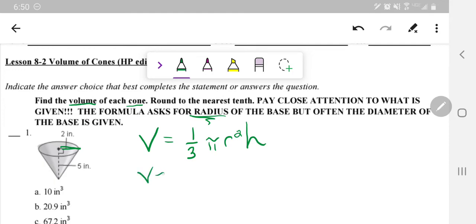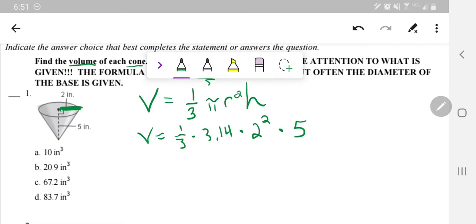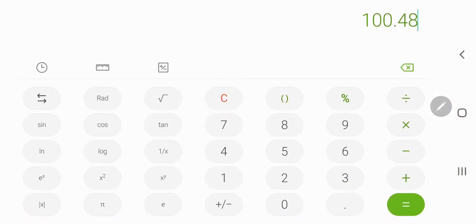All right, anyway, we're plugging in the numbers. 1/3, let's use 3.14 as our approximation for pi, and we see over here that the circular base has a radius of 2, so we're going to square that, and we have a height of 5. Now, this is a lot. I am just going to simplify what I can in my head. 2 squared means 2 times 2, so that's going to be 4. And I'm just going to real quick flip over to my calculator. And to do the 1/3, if I don't have a fraction button, I can just do 1 divided by 3.